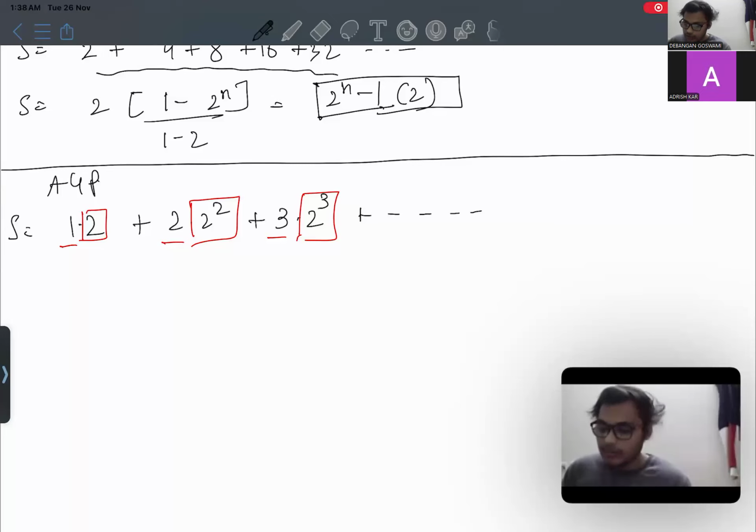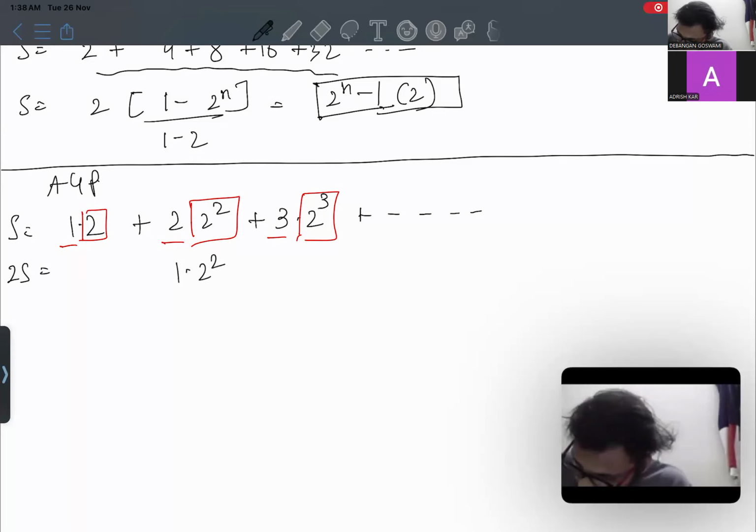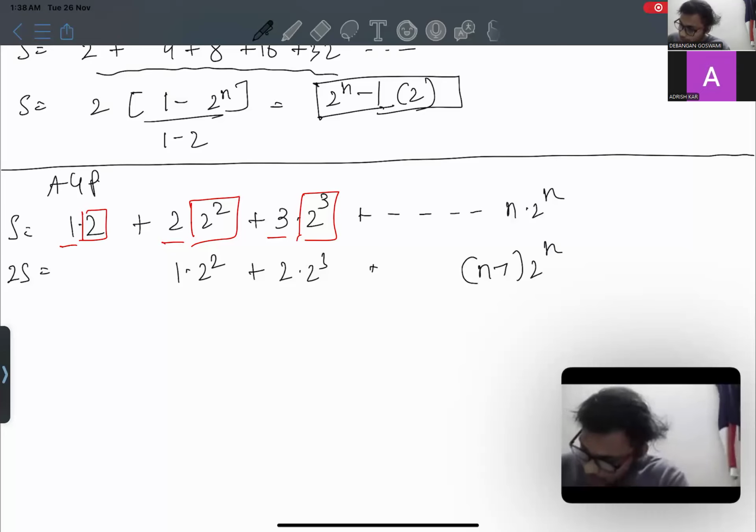We'll multiply this equation by the common ratio on both sides and provide a shift. So what is the common ratio here? It is 2, right? So 2S is equal to, and we'll provide a shift again, so 1 into 2 square, plus 2 into 2 cube, and it goes on till the nth term. The nth term in this case, as you can clearly see, would be n into 2 to the power n, so here the (n minus 1)th term would be (n minus 1) into 2 to the power n. Perfect. And finally, we'll obtain the nth term after multiplying by 2, so in that case, n into 2 to the power n plus 1.